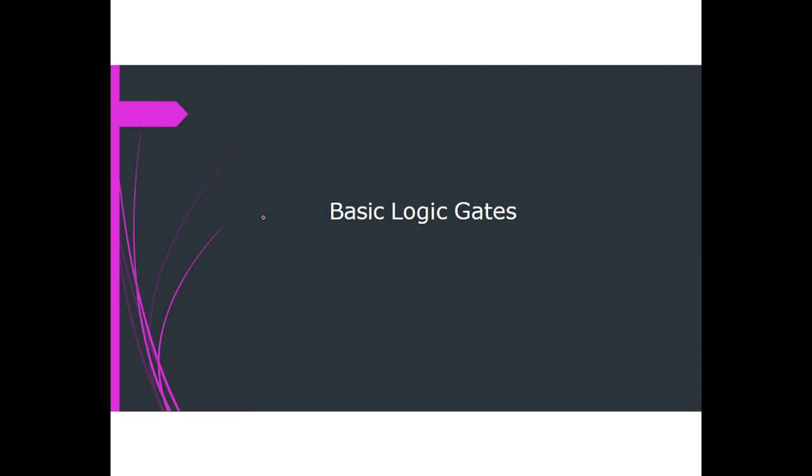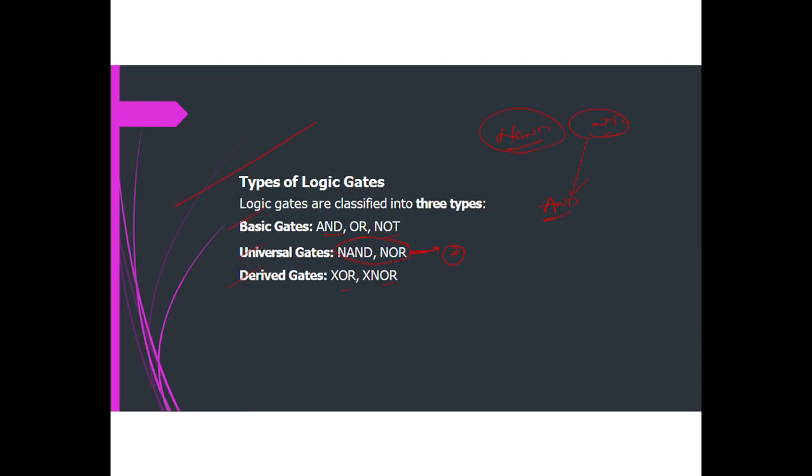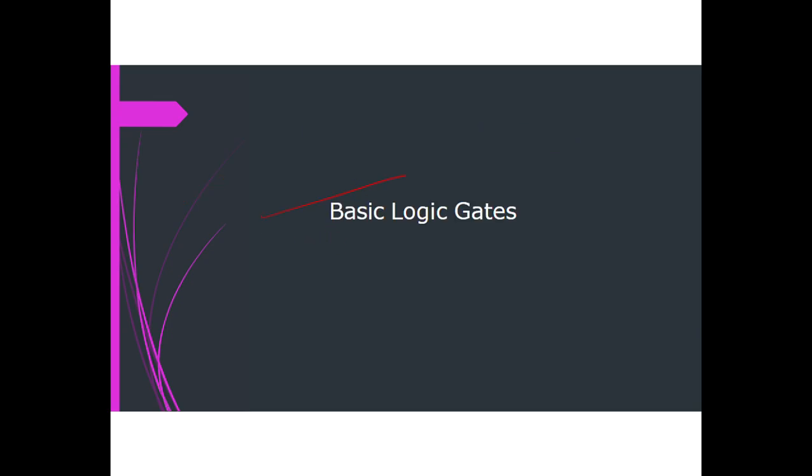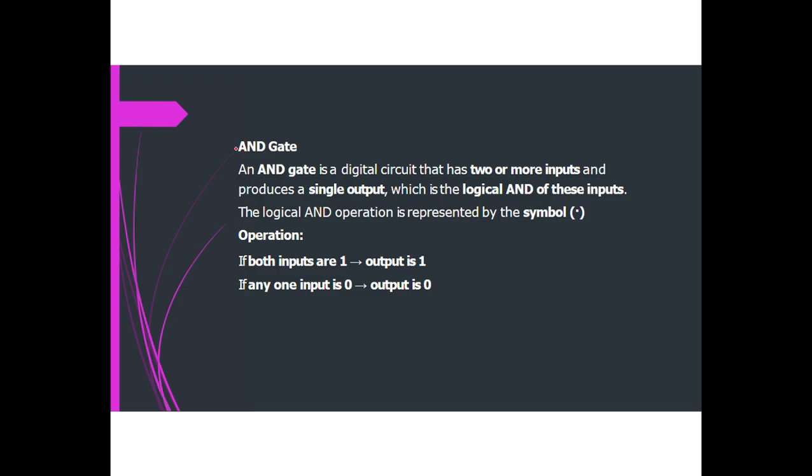So what are the basic logic gates? The first one is the basic logic, means basic gates. Now we are going to see the basic logic gates. So the first one is the AND gate.